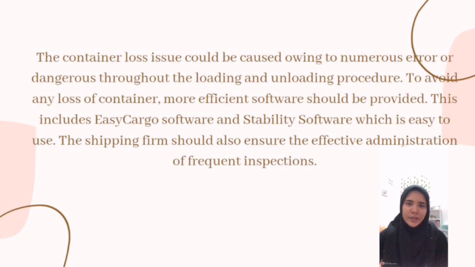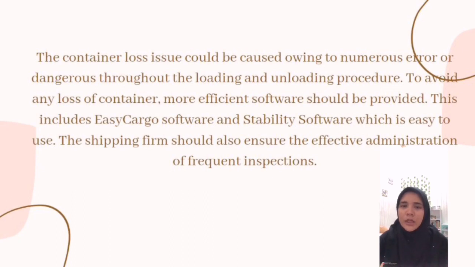In conclusion, the container loss issue could be caused by numerous errors or hazards throughout the loading and unloading procedure, like incorrect management information and inefficient inspection, which is improper packing of goods inside containers that cause goods to move around inside, causing issues with weight distribution during loading and unloading, depending on the weight of goods inside. Because of that, to avoid any loss of container while loading and unloading, several measures were taken.